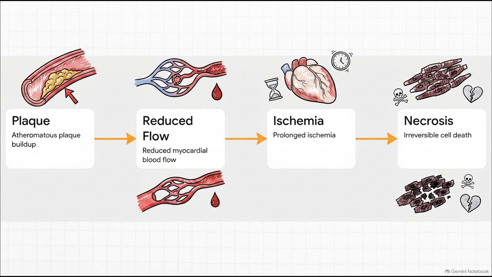So how does that clinical deterioration progress? Well, step 1 is the buildup of atheromatous plaque right inside the coronary arteries. Naturally, this leads directly to step 2, which is reduced myocardial blood flow. Now, when that lack of blood flow sticks around, we hit step 3, prolonged ischemia. And if that ischemia isn't reversed quickly, it triggers step 4, irreversible necrosis. And that right there is the actual infarction.